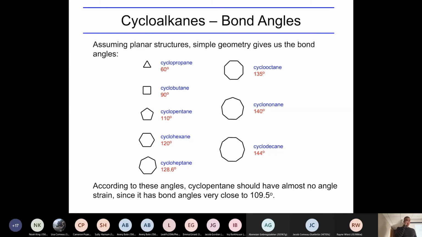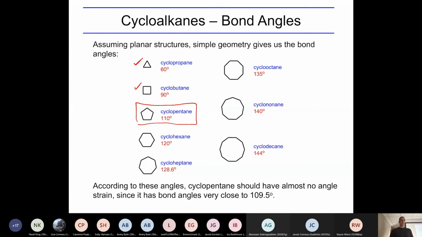At that time, they thought all these cycloalkanes were just flat shapes in 2 dimensions. So if you assume they're all flat, these are the bond angles that you get. And if you look at which of these should have high ring strain and low ring strain, cyclopropane should be really bad. 60 degrees is very far away from 109.5. Cyclobutane is better. 90 is closer, but still kind of far away. Cyclopentane, actually, look at that one. 110.